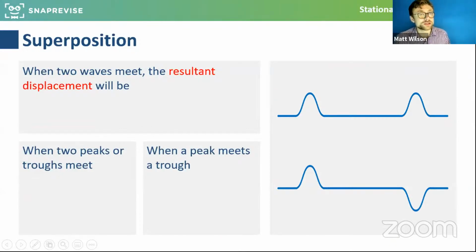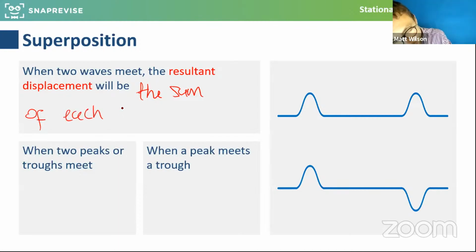Now let's talk about superposition. So phase is all about describing a particular wave. Phase difference can be for 2 waves. Superposition is about how 2 waves interact. So when 2 waves meet, the resultant displacement is given by the sum of each wave's displacements.